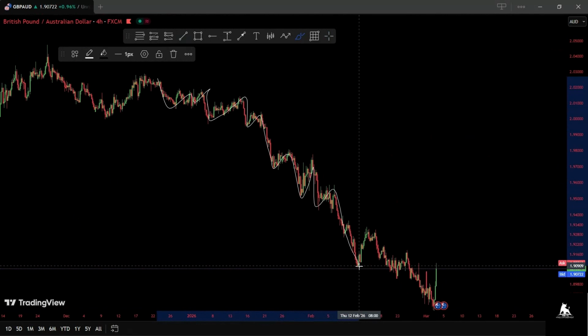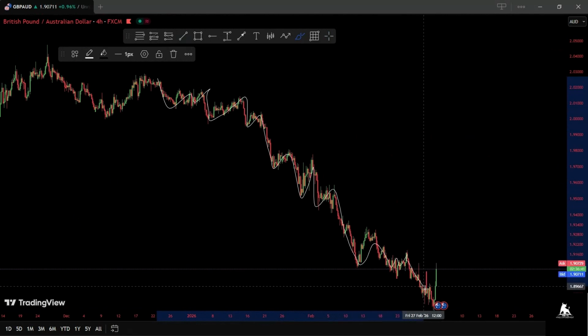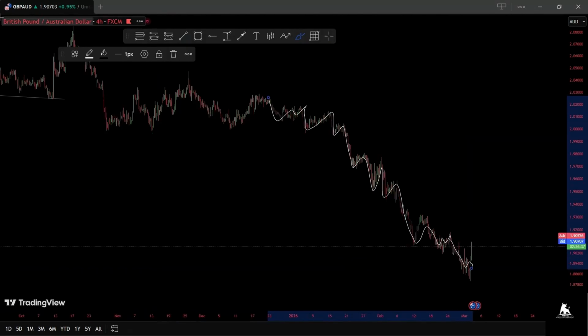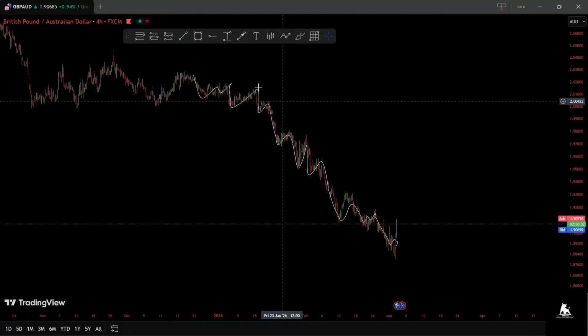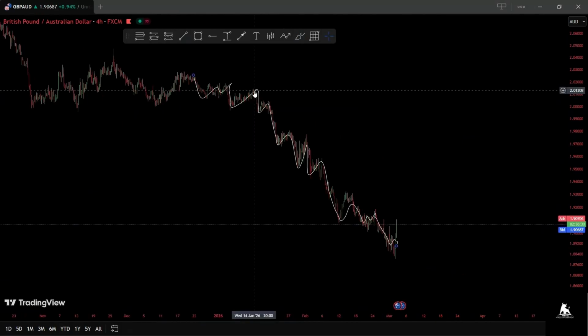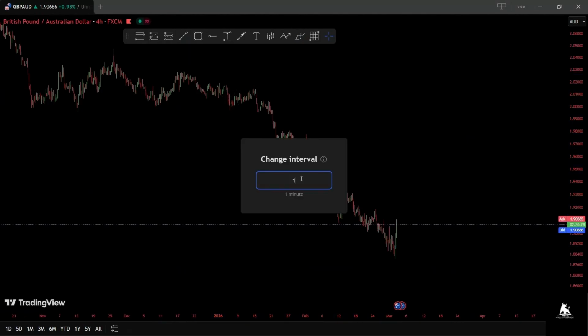Impulse, correction here, and then it starts correcting. So you see, in this long move, we could have gotten some good entries, some good sells actually, to capitalize on this downtrend. So let's go to the 1 hour time frame.